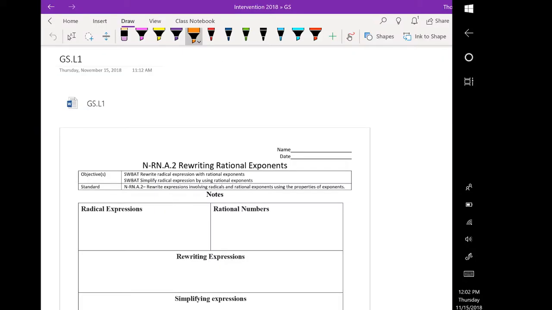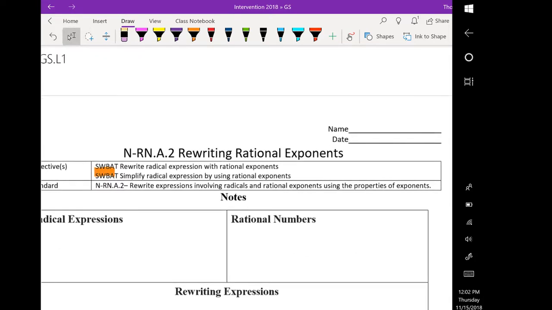Hey everyone, this is our extra practice video for rewriting rational exponents. So here are our objectives for today. We're going to rewrite radical expressions, which we'll talk about, by using rational exponents, and then afterward we'll be able to simplify them. And there is the standard associated with this.